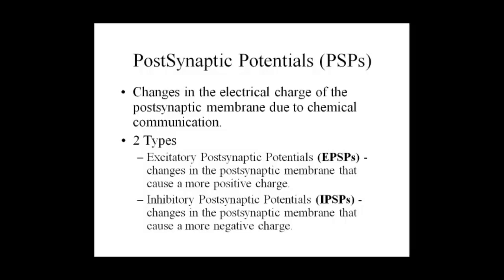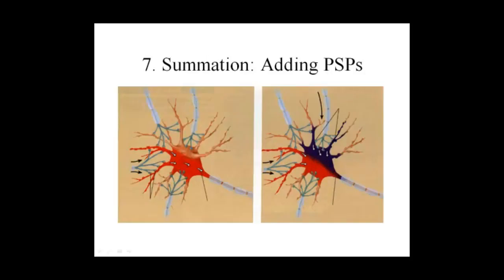Here we go, step number 7, which I promised back from commercial break. Step 7 is summation. Summation is a term. Terms are often used on exams. The definition of this term would be adding postsynaptic potentials.